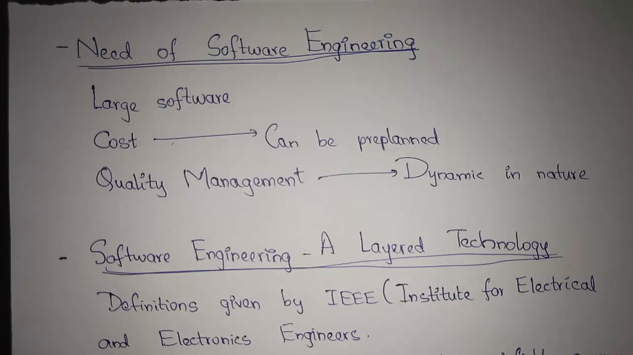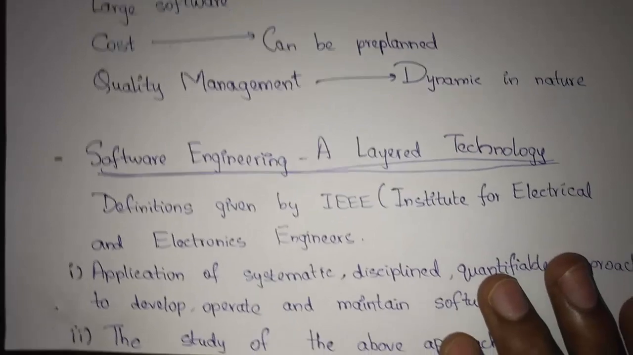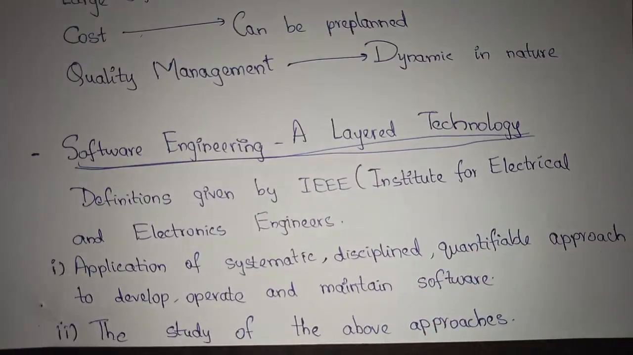And then we say software engineering is layered technology, because software engineering is the establishment and use of sound engineering principles in order to obtain economically viable software that is reliable and works efficiently on real machines. This is the major goal of software engineering, as I talked about earlier.